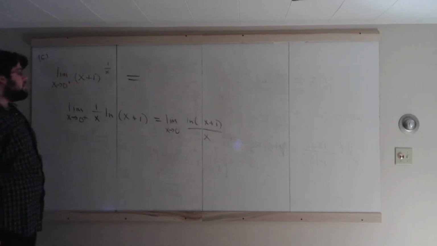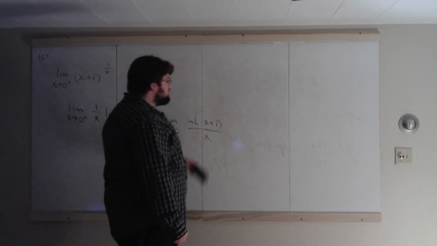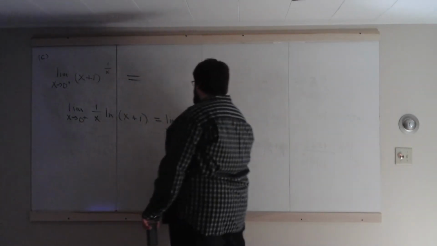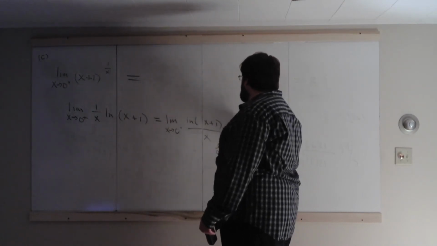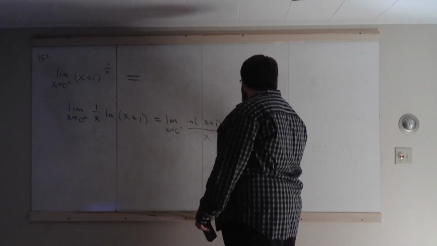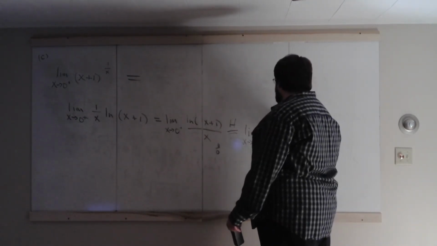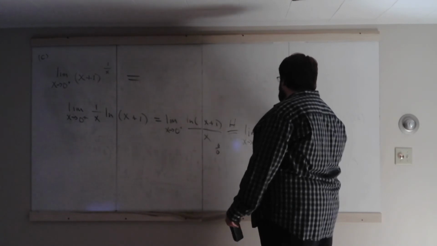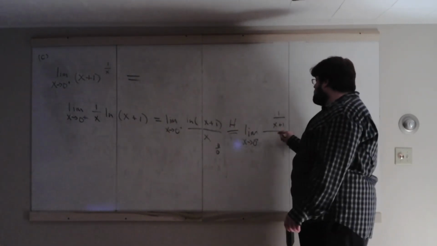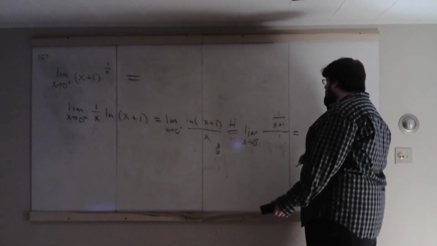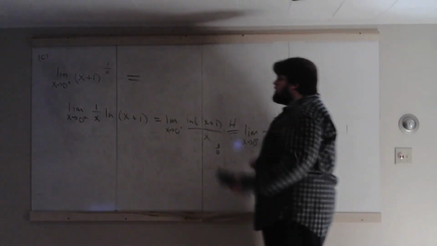As x approaches 0, the top goes to log of 1, which is 0. The bottom goes to 0. So we have a 0 over 0. We can apply L'Hopital's rule, and we get limit as x approaches 0 on the right. Derivative of log of x plus 1 is 1 over x plus 1 times 1, because the derivative of x plus 1 is 1. All over derivative of x, which is 1. As x goes to 0, this goes to 1 over 1 over 1, which is 1.